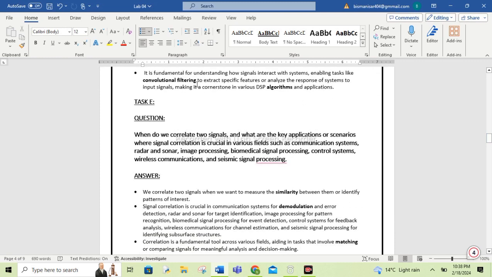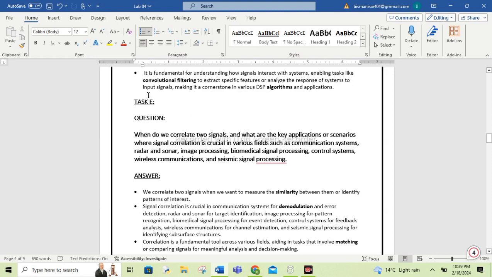It is fundamental for understanding how signals interact with systems, enables tasks like convolutional filtering to extract specific features or analyze the response of systems to input signals, making it a cornerstone in various DSP algorithms and applications.